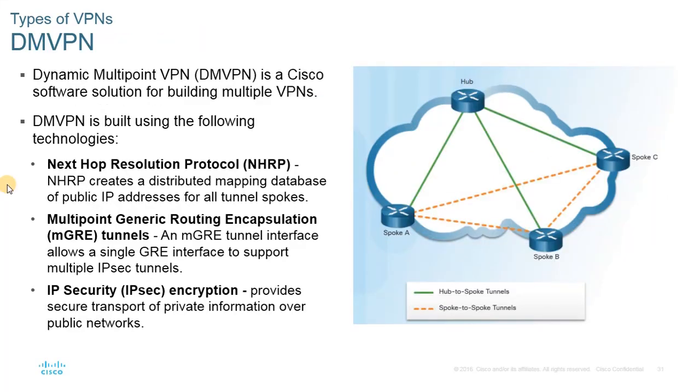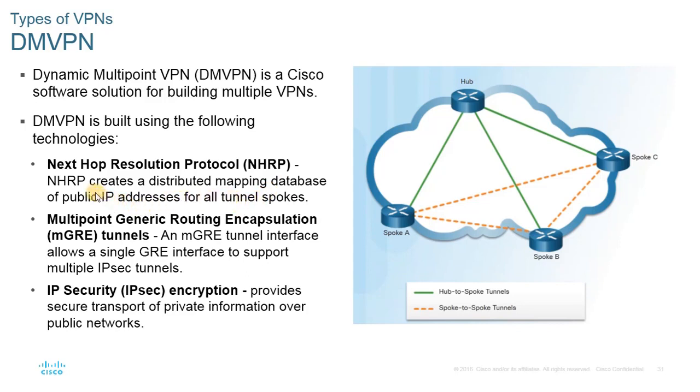Another type of VPN is the dynamic multipoint VPN. This is actually from Cisco, a solution for building multiple VPNs, especially if the company has multiple sites or branches. As you can see in the figure, this will be the solution for them to have the interconnection using VPN technology. This is possible by the use of the following protocols and encryption.